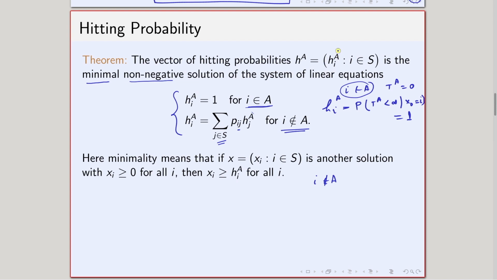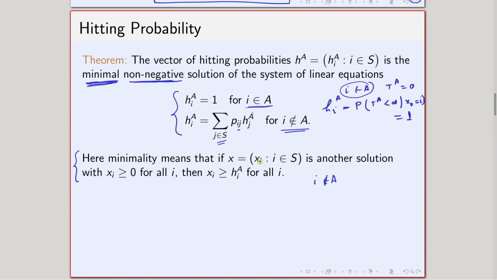Now because the H_i^A are probabilities, they cannot go outside the range 0 to 1. So I have to take the solution which gives all the components of the H vector to be non-negative. Now if there are multiple non-negative solutions, which one do I take? This theorem says that I should take the minimal non-negative solution. Among all the non-negative solutions, I take the minimal one. Now the question is, what is this minimal?